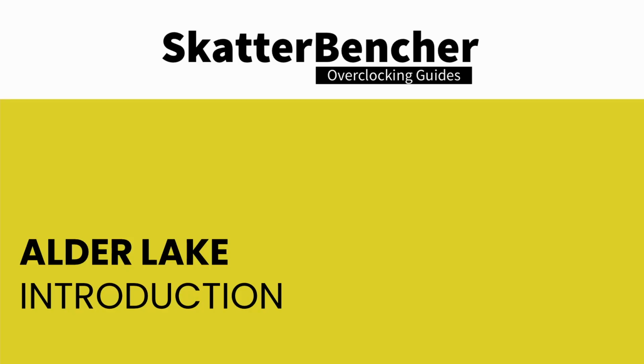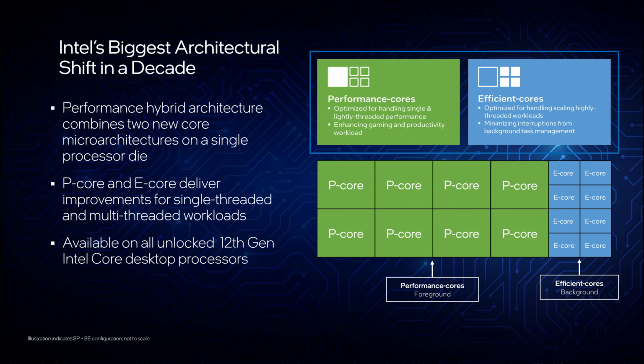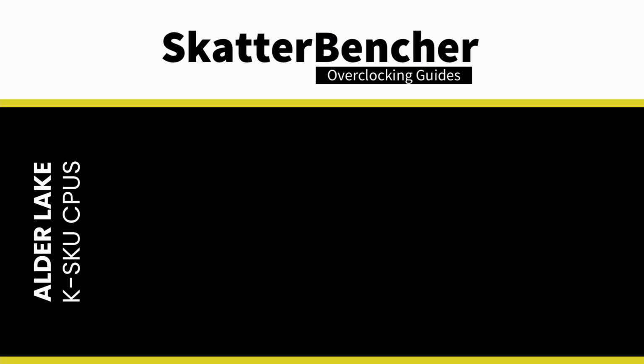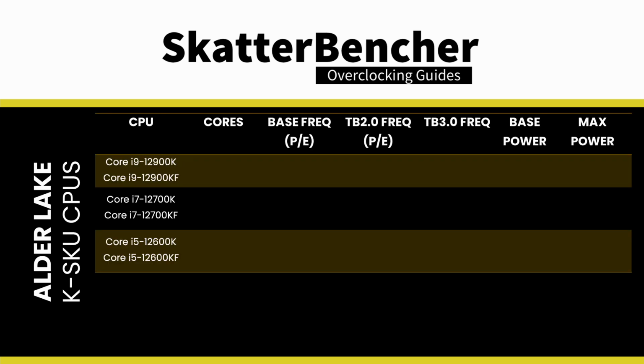The Intel Core i7-12700K is part of the 12th generation Intel Core processor lineup. Intel Alder Lake has an all-new core design with performance hybrid architecture featuring performance cores and efficient cores. It's built on the Intel 7 process technology, formerly known as 10nm Enhanced SuperFin. The overclockable K-SKU processors again come in three flavors: Core i9, Core i7 and Core i5. Each of the three flavors has a K and KF variant. The only difference between the two variants is that the KF comes without integrated graphics.